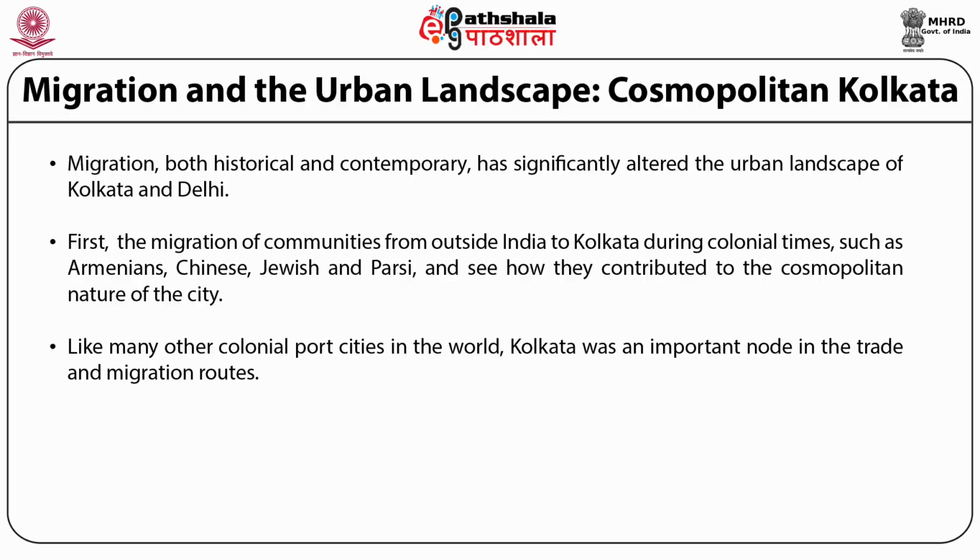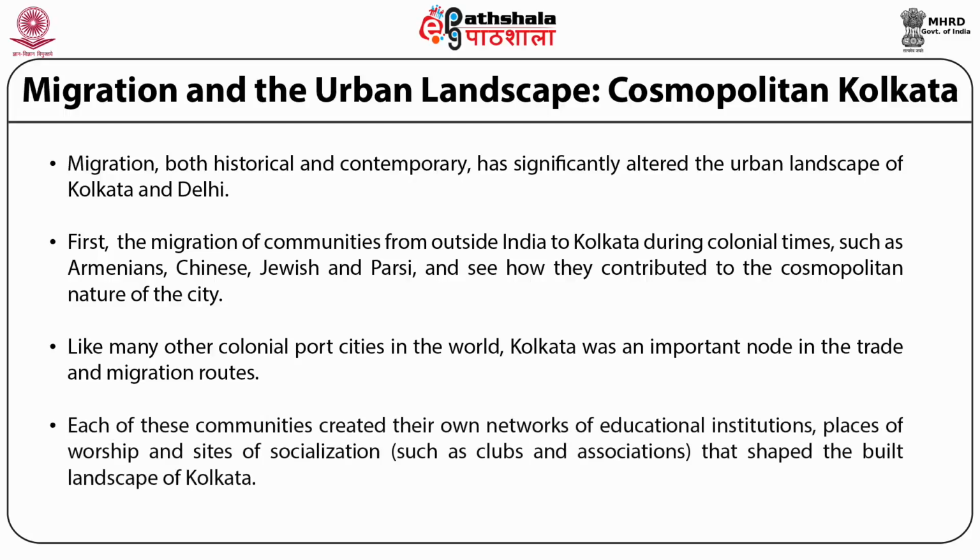Most of these migrant communities, such as Armenians and Parsis, had arrived in India much before the colonial period and came to Kolkata to expand their trading network that carried, among other goods like opium, to China and other places in East Asia. Each of these communities created its own network of educational institutions, places of worship, and sites of socialization that shaped the landscape of Kolkata.